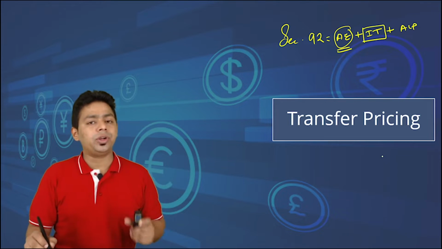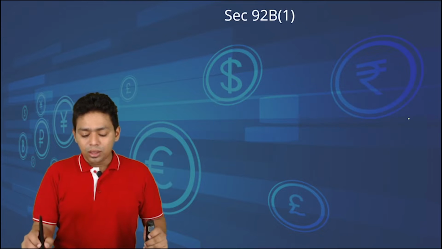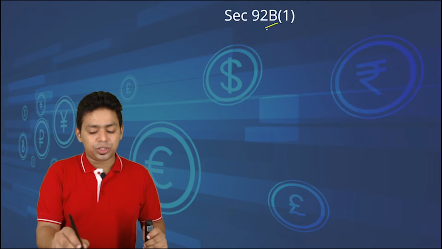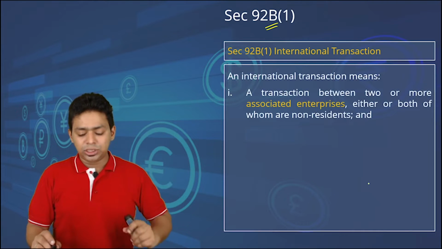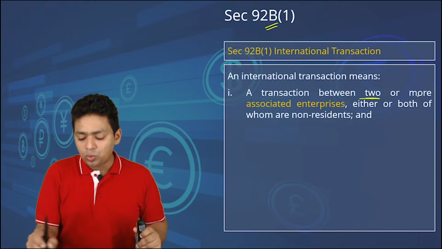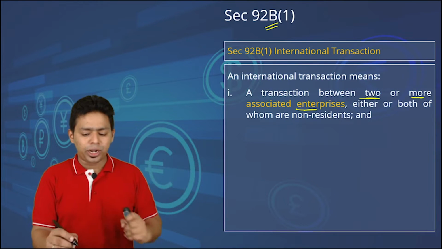In this lecture, we are going to discuss what we mean by international transaction. The definition of international transaction is given in Section 92B. It says international transaction means a transaction between two or more associated enterprises. Associated enterprises we have already discussed.